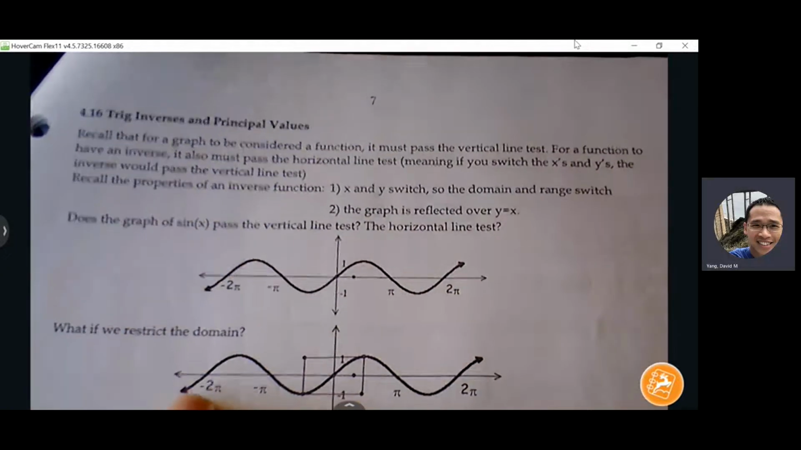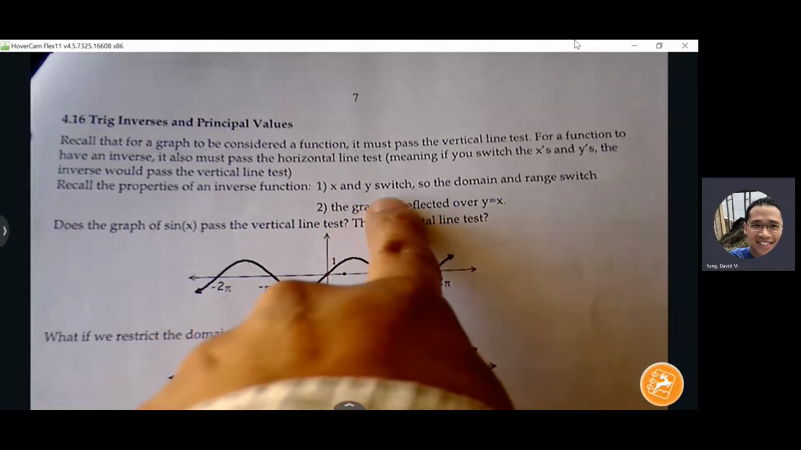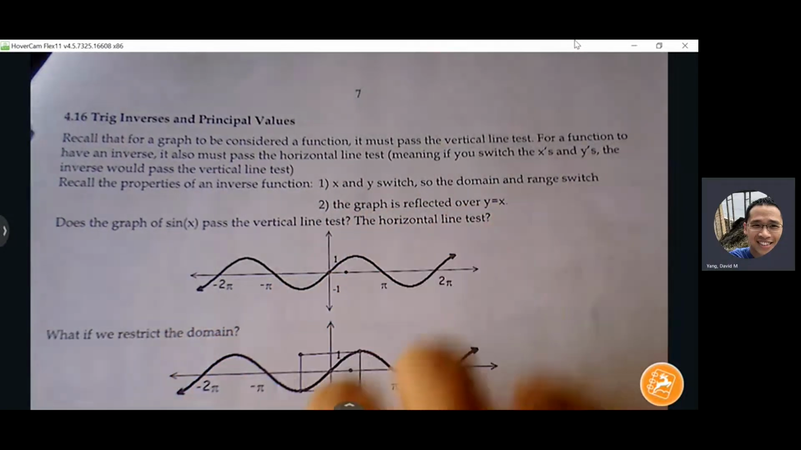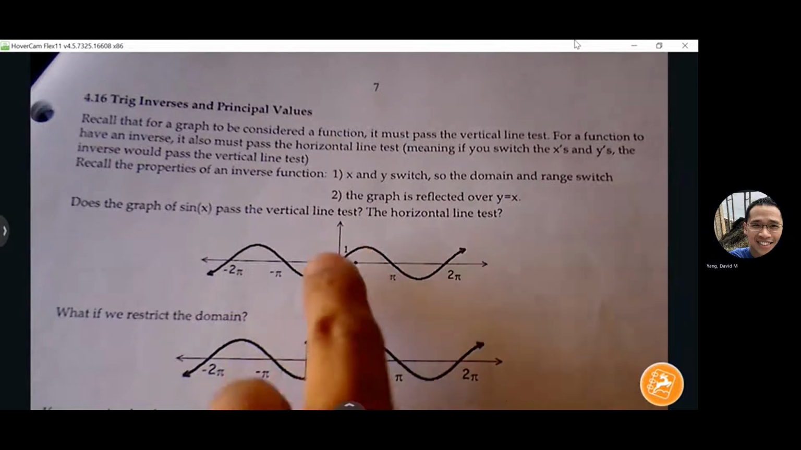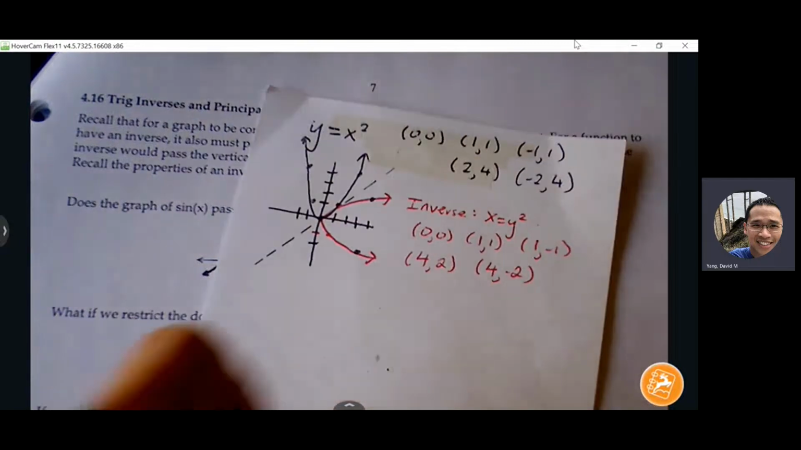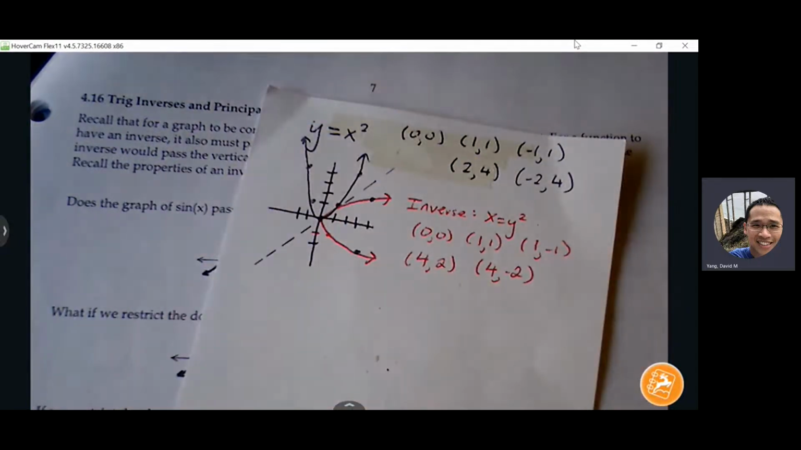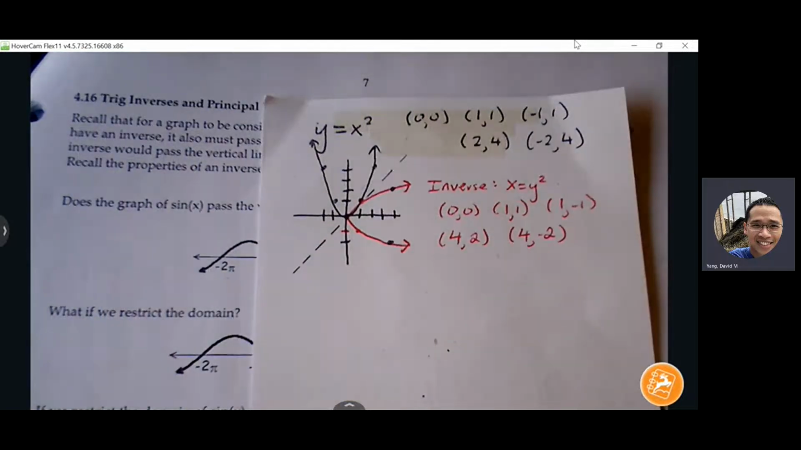Now, recall properties of inverse functions. x and y will switch, so the domain and range will switch. Okay. And your graph is always going to be reflected over the line y equals x. So here's a visual representation of a function and its inverse. If you were to fold the graph along that diagonal line, your graph would overlap.